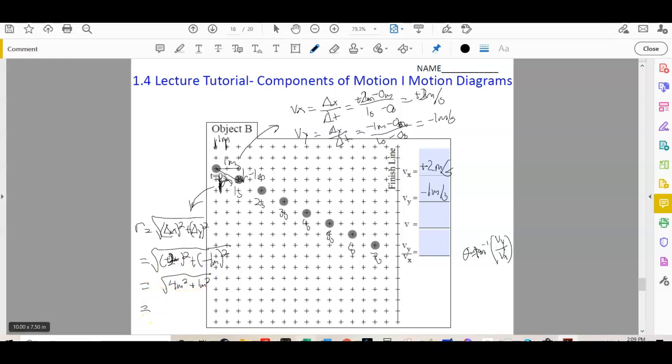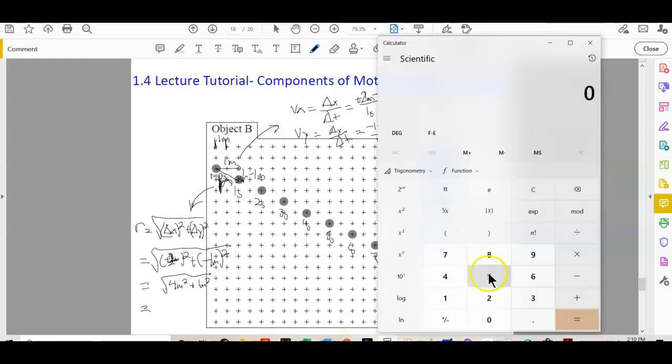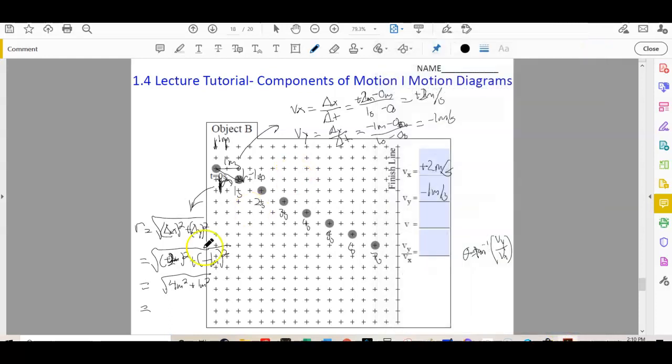And that is what? 5? Square root of 5? What is the square root of 5? Well, we'll just keep it square root of 5 if you want. 2.24. So that's 2.24 meters. And it did that over the period of 1 second. So that'll just be 2.24 meters per second. All right.